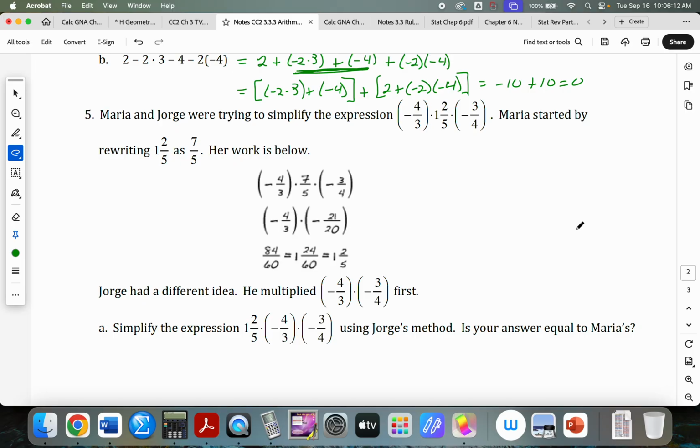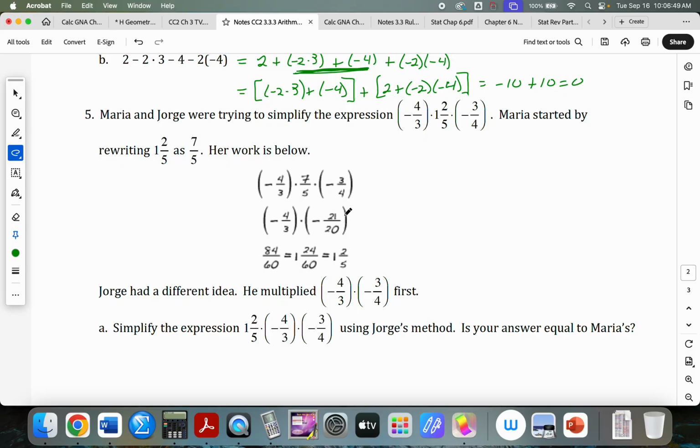So let's look at this next one. Maria and Jorge are trying to simplify the expression negative 4/3 times 1 2/5 times negative 3/4. Maria started by rewriting 1 2/5 as 7/5, and this is her work. So she has negative 4/3 times 7/5 times negative 3/4. Then she multiplied the 7/5 and the negative 3/4 and got negative 21/20.